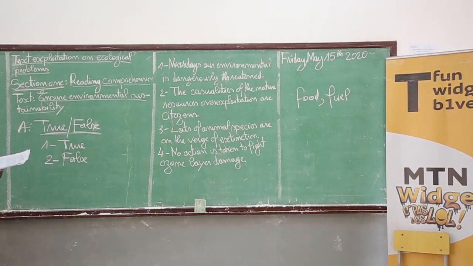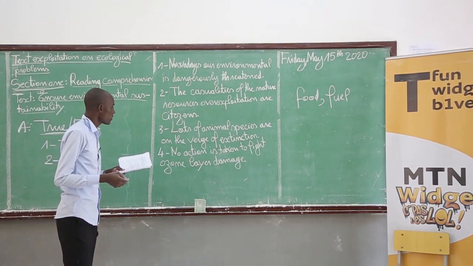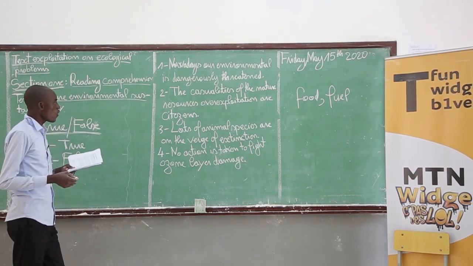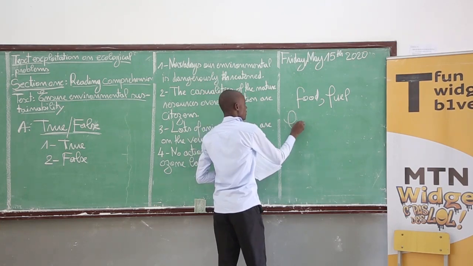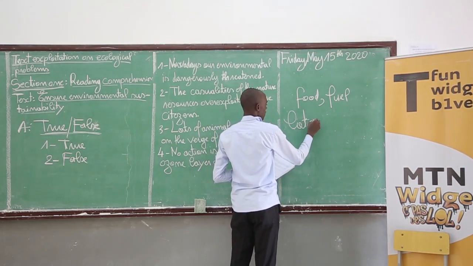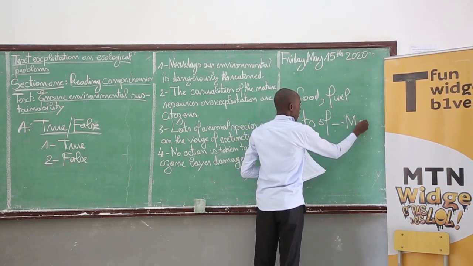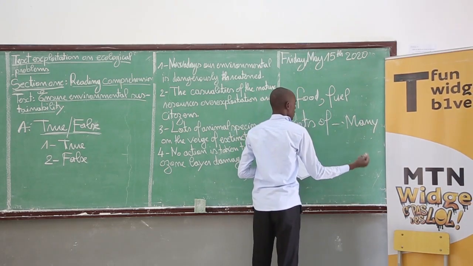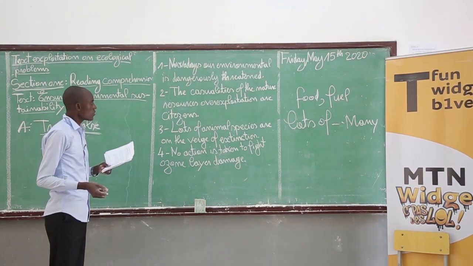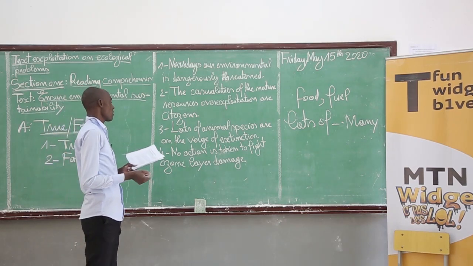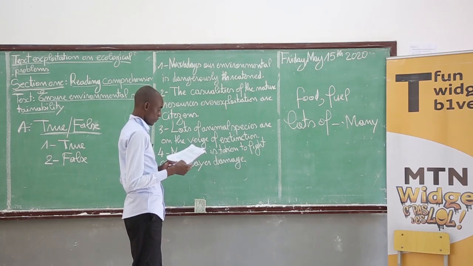Yes. Now, let's move to the third statement. Lots of animal species. Lots of: a synonym of many. Yes, lots, many, a lot of. Lots of animal species are on the verge of extinction.